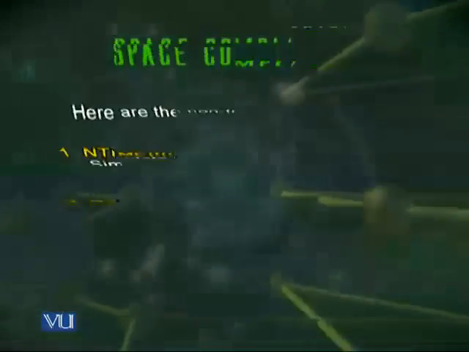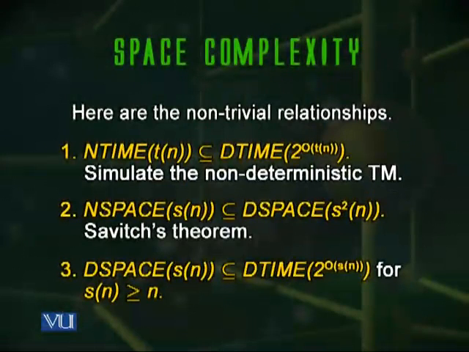Let's look at the last relationship. The last relationship says that deterministic space S of n is contained in deterministic time 2 to the order S of n. Well, what does this relationship say? This relationship is trying to relate time and space. So we have a Turing machine that runs in space S of n. And what we want to know is how long it will take to finish its computation if we are guaranteed that it will not use more than space S of n.